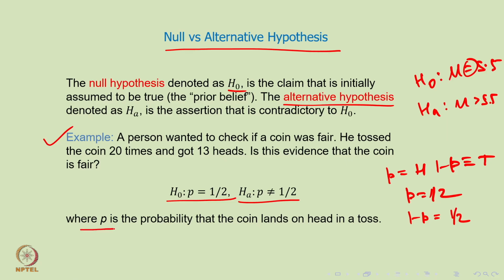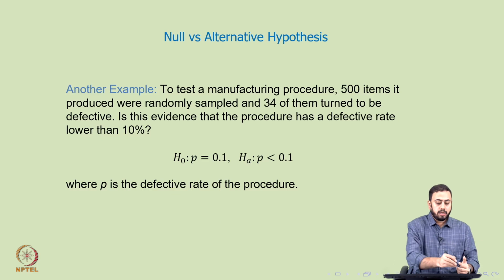And again, what exactly is P here? P is the probability that the coin lands on head in a toss. So P is in fact the probability of getting a head, and 1 minus P is nothing but the probability of getting a tail. Hopefully if you get the idea of the null hypothesis and the alternative, things would be slightly clearer, because if you are testing any hypotheses, writing down the null hypothesis and the alternative hypothesis is most important. Alright, so one more small example.